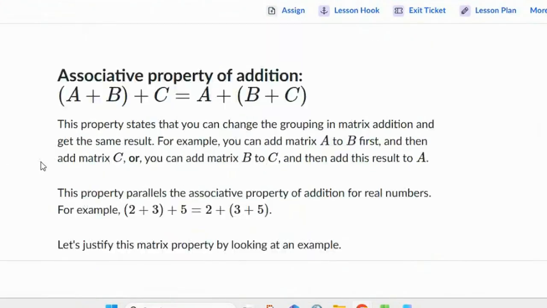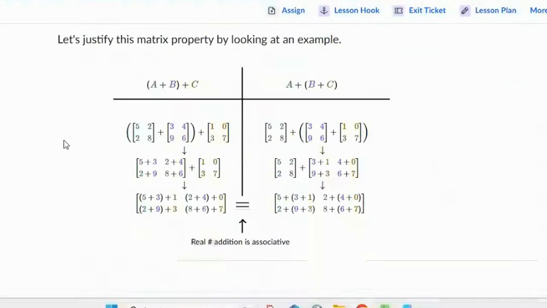The associative property, A plus B plus C equals A plus B plus C. So right here, it doesn't matter which way you do this first, you're going to get 10 on this side, and you're going to get 10 on this side. It doesn't matter if you add these together first or these together first. It equals the same thing. So the same thing with matrices.